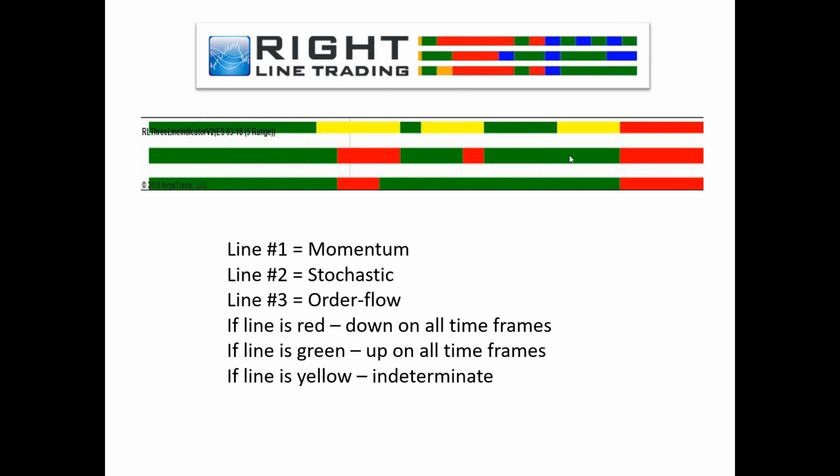The second line is stochastic, and the third line is order flow. All three are equally as powerful and important in determining where price is going to move out into the future. Now, if the line is colored, it means you have an alignment of momentum, stochastic, or order flow. If it's green, it's aligned to the upside, red aligned to the downside, and yellow means there's no alignment.